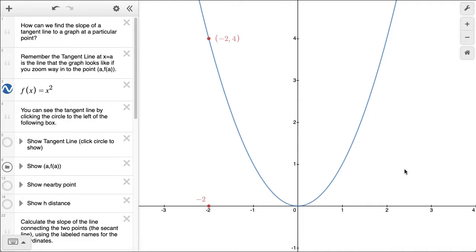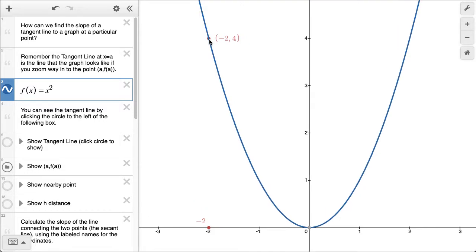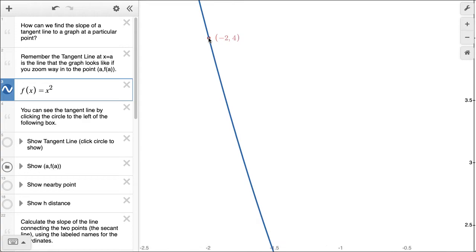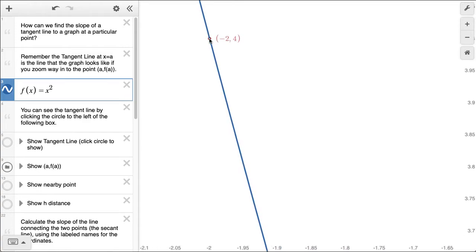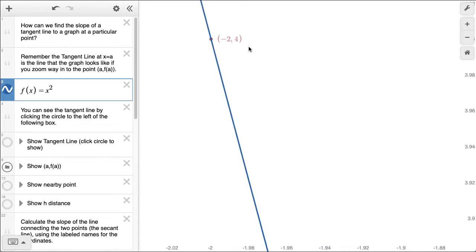On trying to figure out what the slope of the tangent line is to the curve y equals x squared at the point -2, 4. And just as a reminder, the tangent line is really the line that this curve looks like if you zoom way into the point. So if I zoom way into this point here, then that curve really looks like a line. And I want to capture what line it looks like.